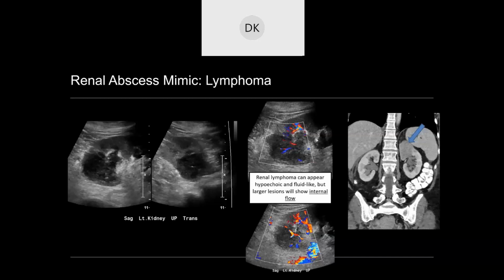So this was a patient that had inflammatory bowel disease and had a history of recurrent abdominal and pelvic abscesses. So they had a high clinical suspicion that this was an abscess. But the patient was also on immunosuppressive medications, which have an unfortunate side effect of sometimes causing lymphoma.